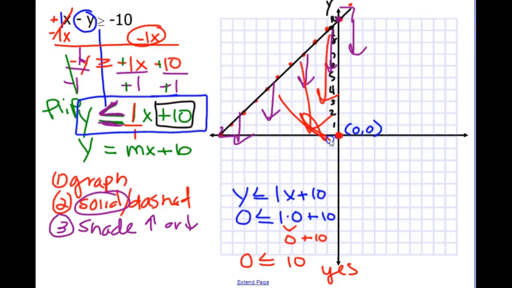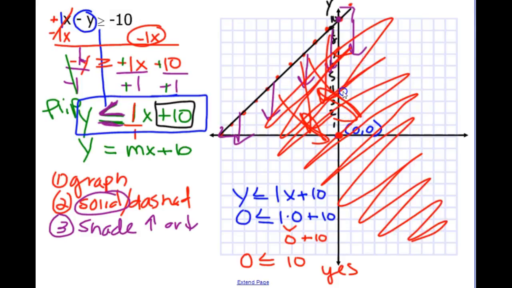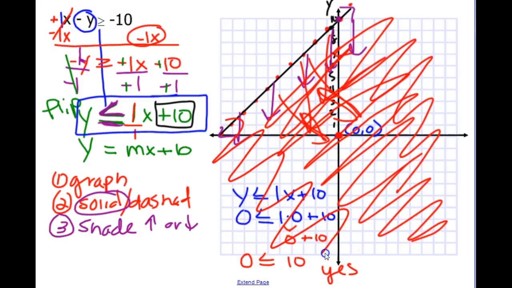shading below the line. If you want to shade this way, it doesn't matter. It's still this whole half of the graph shaded. All of the sections below that line. If you want to lay your pencil flat here and bring it straight down, it would cover in that half of the graph.